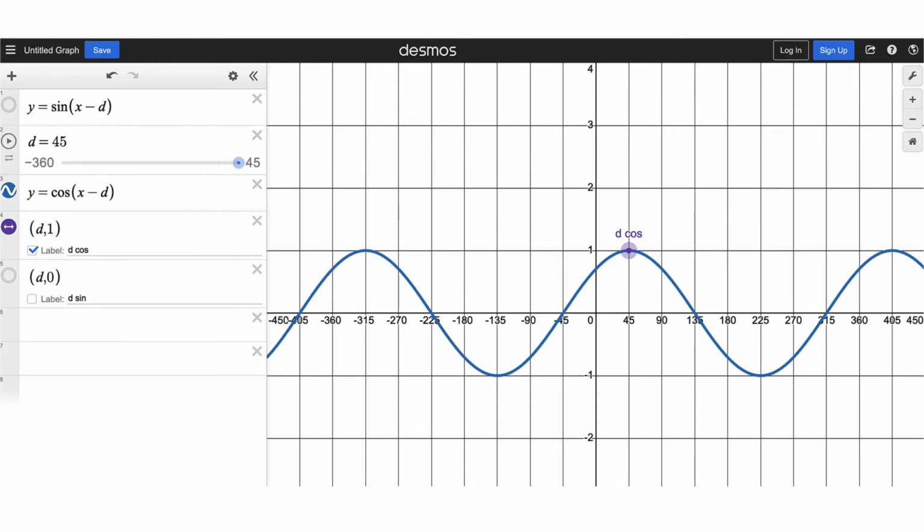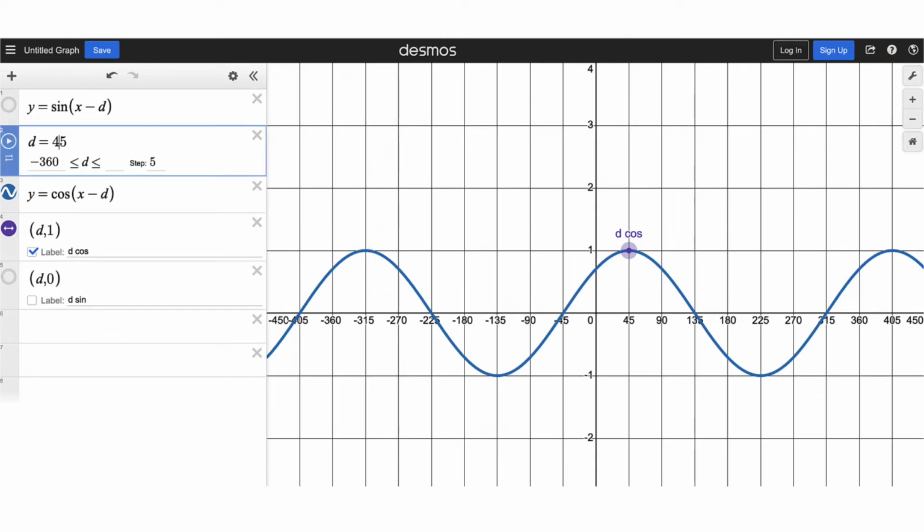And you might say, well, why are we using the x-coordinate of that maximum point? Why not the maximum point that's at 405 or negative 315? Well, you could use either of those as well, and it would give you the exact same graph. Watch, if I make the d value 405, the graph didn't shift at all, meaning that it's an equivalent function. So just use the x-coordinate of any maximum point, and that will be the d value for a cosine function.